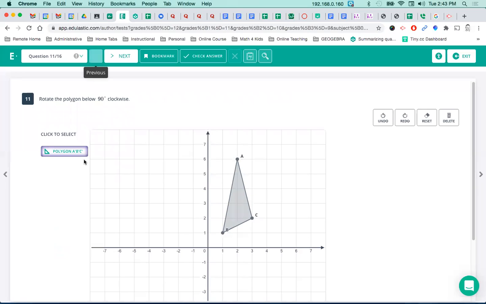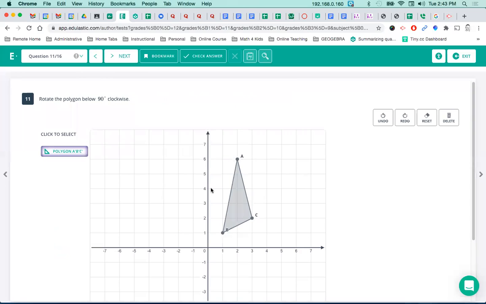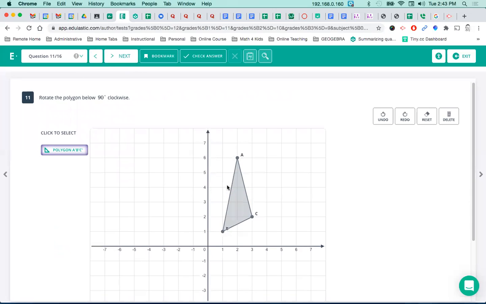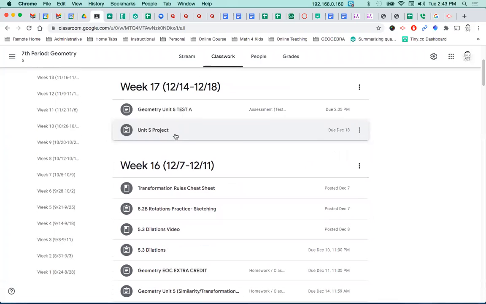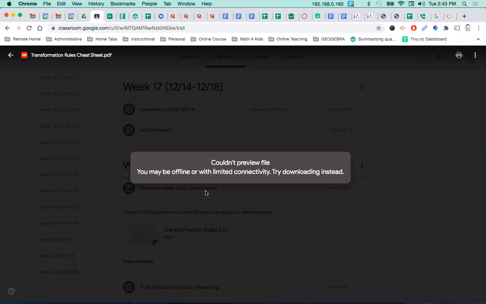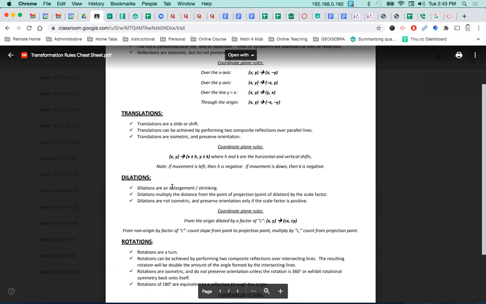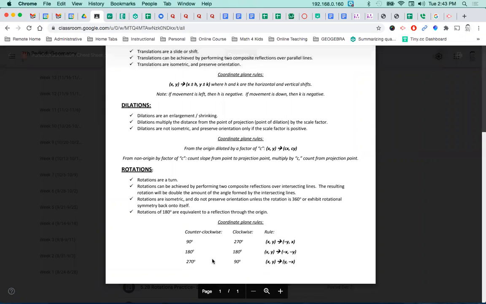All right. So rotations. Actually, yeah, we'll do number 10 and 11. So number 10's a 90 degrees clockwise rotation. If you guys remember, and you guys can use this on your test, week 16, the very first thing, transformations rules cheat sheet, okay? So rotations are at the bottom. If I look, I see that there is a 90-degree clockwise. So clockwise 90. It says x comma y maps to y comma negative x.